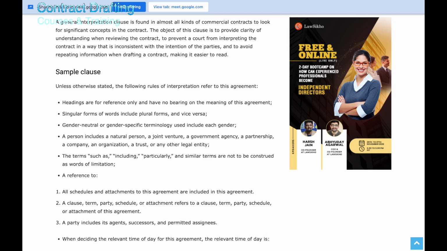A person includes a natural person, joint venture, government agency, partnership, company. So you may use a clause which says that any person representing the other party will be bound by some things, or a party is bound by certain obligations when a third person is acting on behalf of that party. That person may be an individual, or a contractor, or a government agency or a company, anybody. It can be a natural or not natural person.